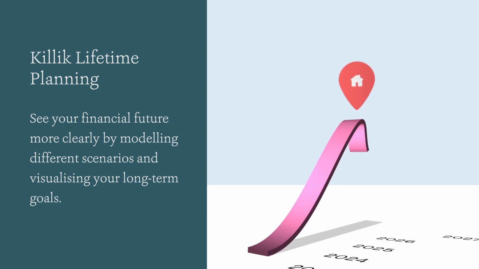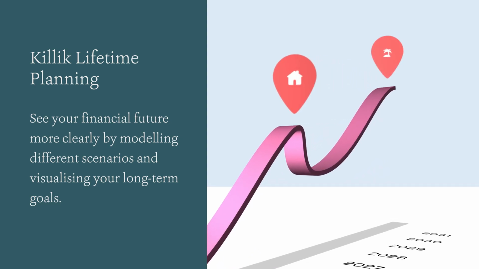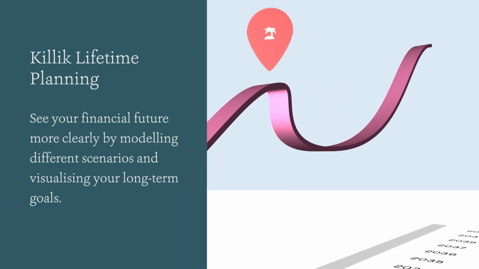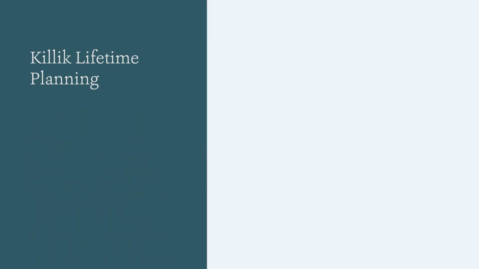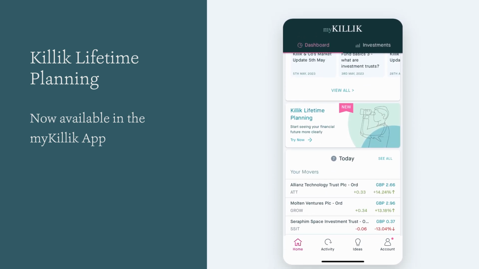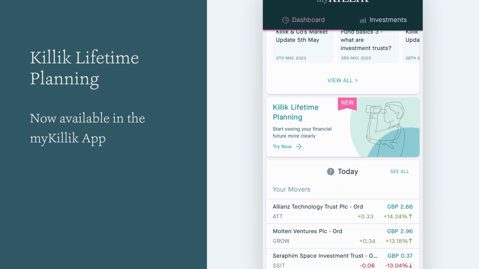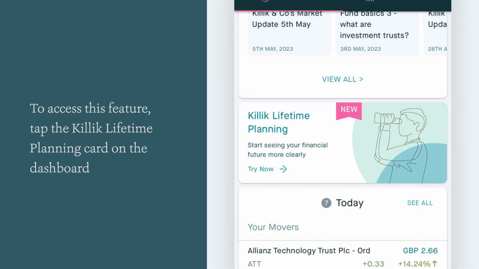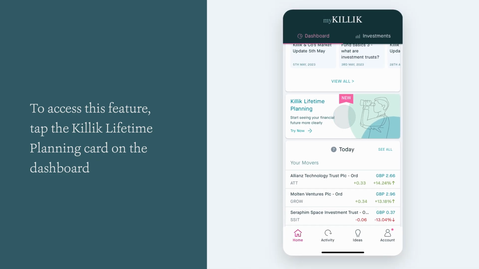Killik Lifetime Planning is a tool designed to help you see your financial future more clearly by modelling different scenarios and allowing you to visualise your long-term goals. We are pleased to announce that this feature is now available in the myKillik app. To access Killik Lifetime Planning, look for the new introductory card on your app's dashboard.